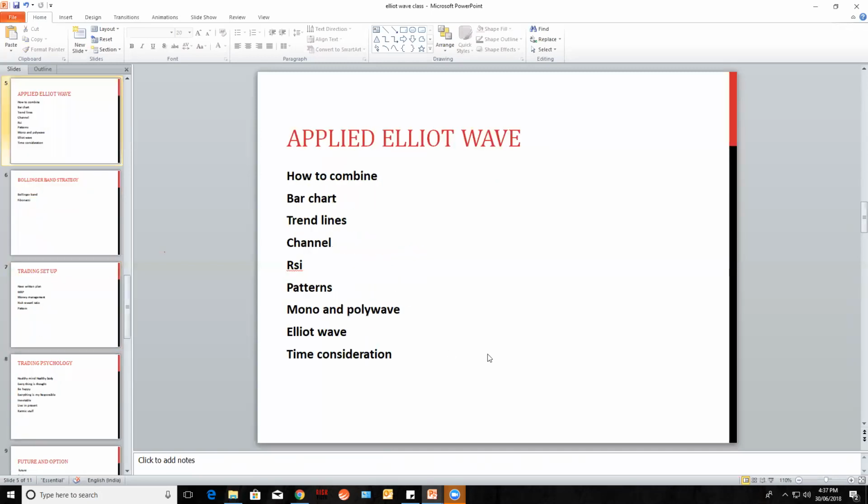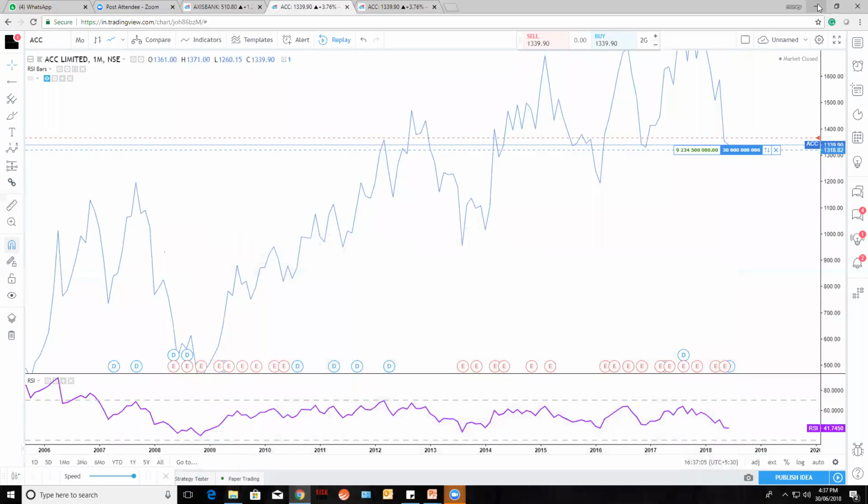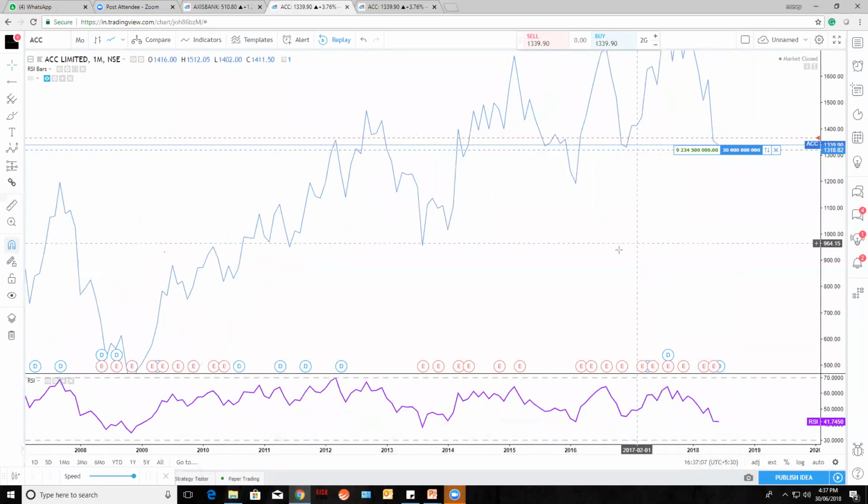So up to now, what all the things we learned? Is there any doubt? You can ask me, because now these concepts we won't be repeating again and again. What are the things you learned as of now? Bar chart, line chart, trend lines or channels, support and resistances, RSI, Fibonacci levels, and everything we covered till now. If you have any doubts, you can ask me.